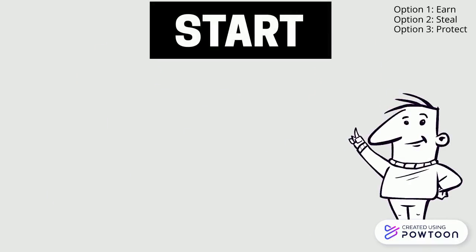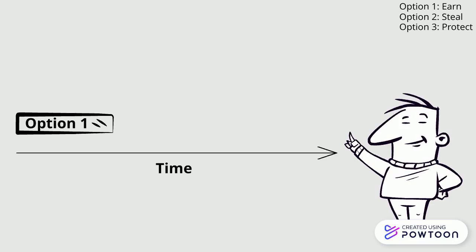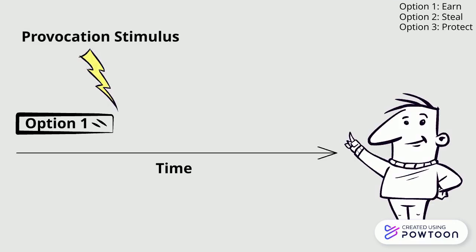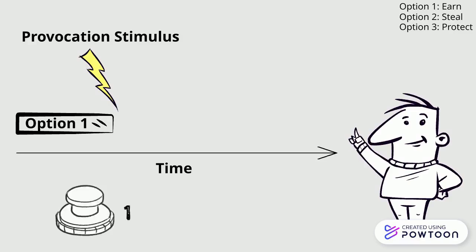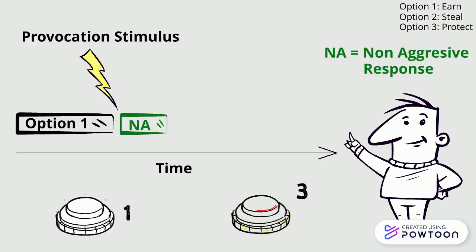And this is where the game will start. Participants will begin the game by trying to rake in as many points as possible. Participants will be provoked by having points stolen from them pseudo-randomly within a time frame of 6 to 60 seconds. If participants responded to a provocation by either pressing option 1 to earn a point or option 3 to protect themselves from a steal, it will be considered a non-aggressive response.